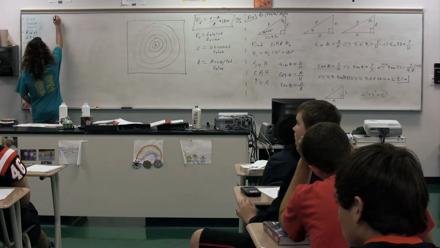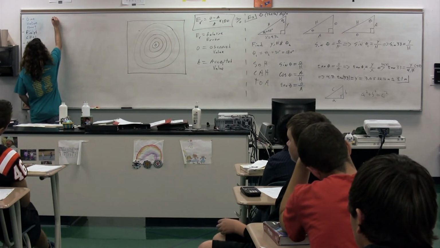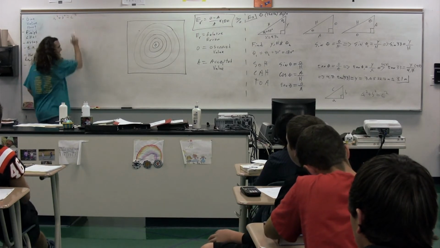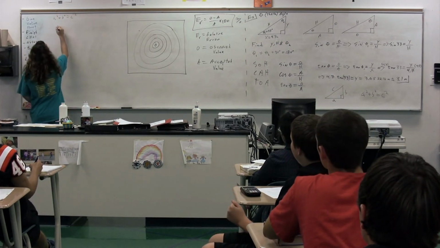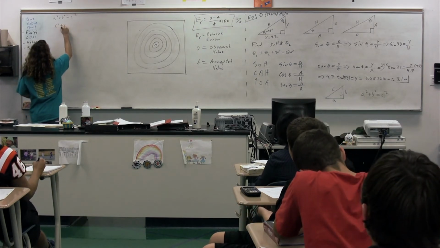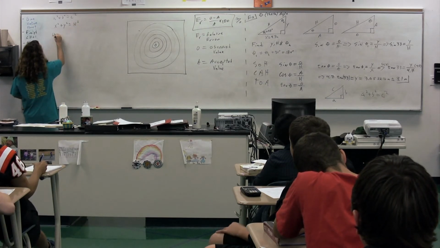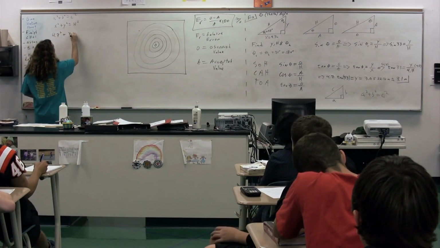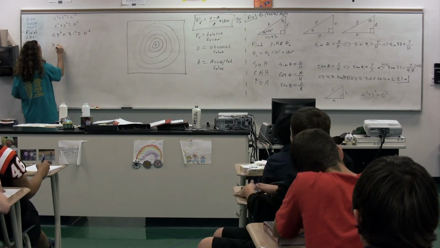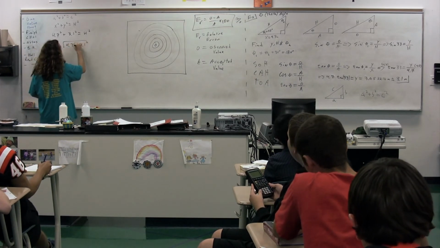Start with a squared plus b squared equals c squared. Then we're going to substitute in, so it's x squared plus y squared equals h squared. And then it's 4.7 squared plus 3.1 squared equals h squared. Therefore, solving for the hypotenuse, the hypotenuse equals the square root of 4.7 squared plus 3.1 squared.